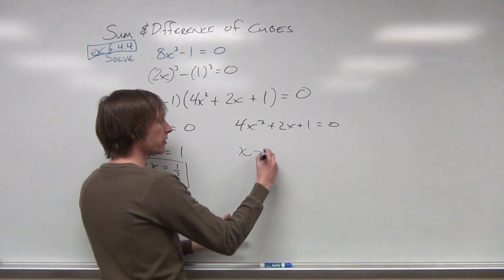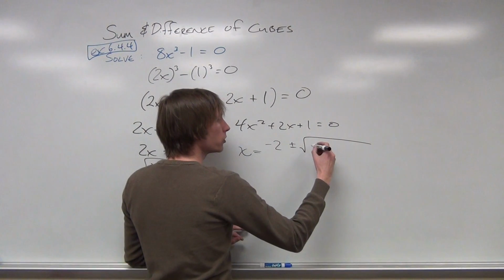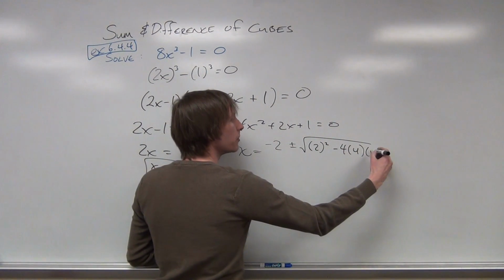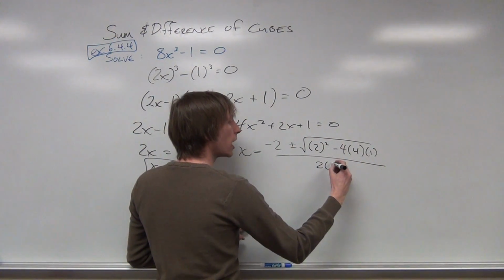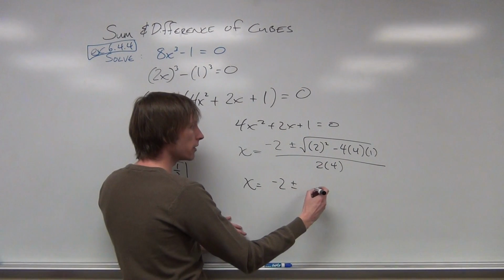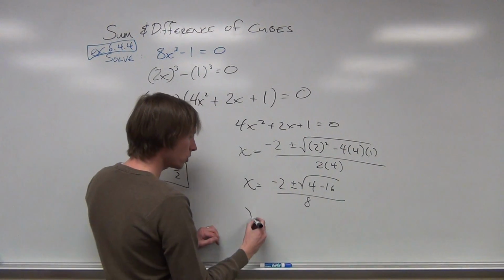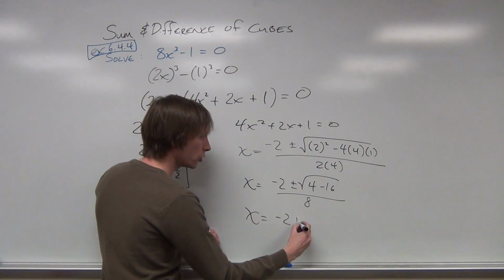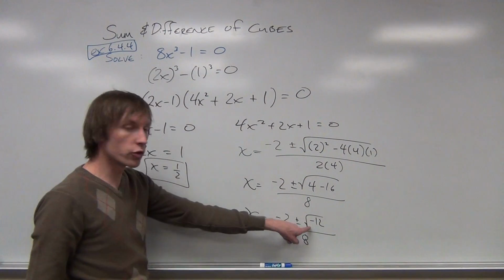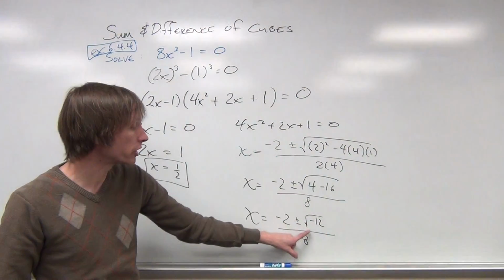So here we'll say x is equal to the opposite of b plus or minus the square root of b squared minus 4 times a times c all over 2 times a. So that means we've got x is equal to -2 plus or minus the square root of 4 minus 16 over 8. That gives us -2 plus or minus the square root of -12 over 8. See, this wouldn't work solved by graphing because I have the square root of a negative. I've got complex roots here.